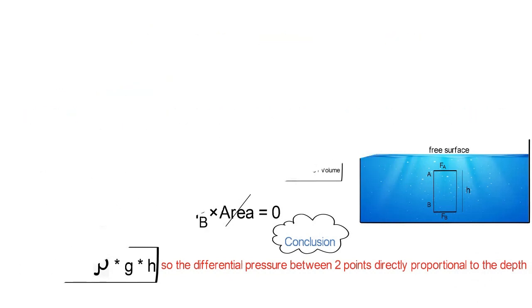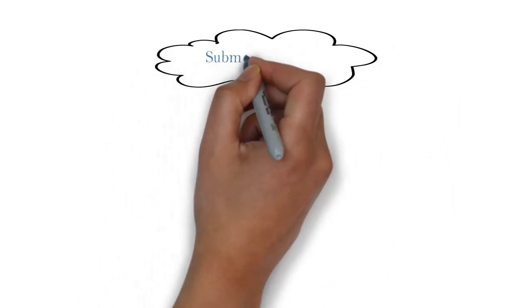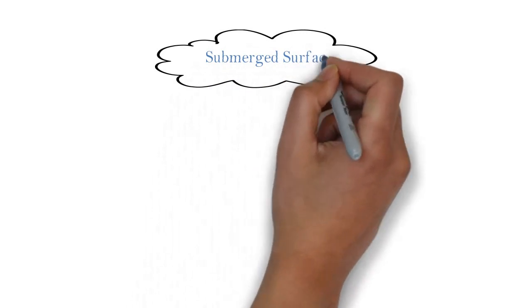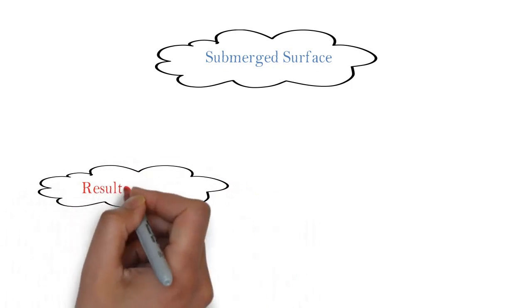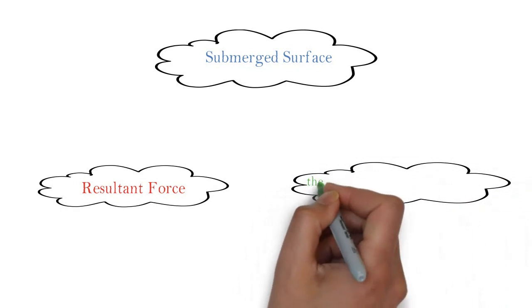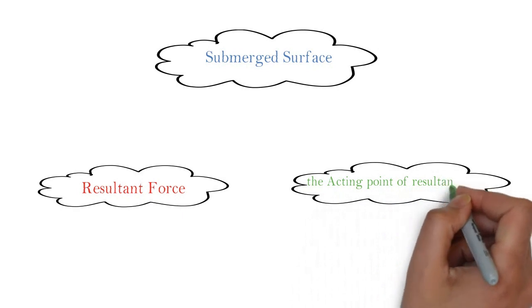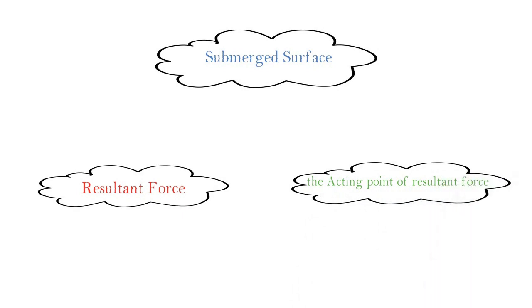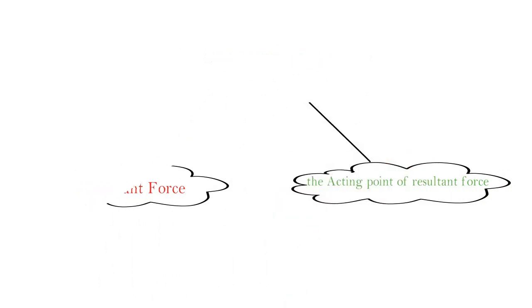So guys, let's go deeper and take advantage of studying hydrostatic pressure and submerged surfaces. In this subject, we have two major requirements. The first one is getting the value of the resultant force due to hydrostatic pressure, and the second one is getting the position, or acting point, of this resultant force on these submerged surfaces. So let's talk about the resultant force due to hydrostatic pressure.